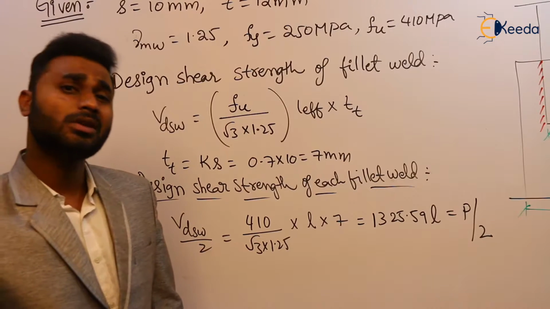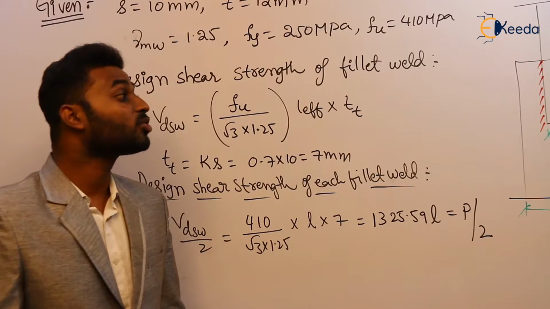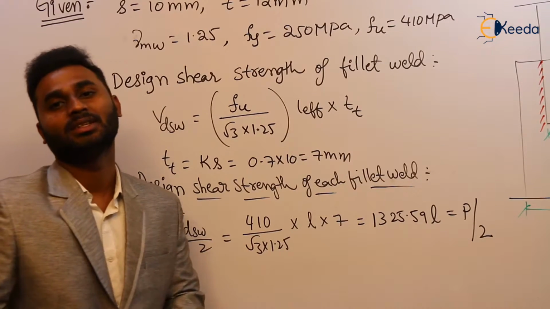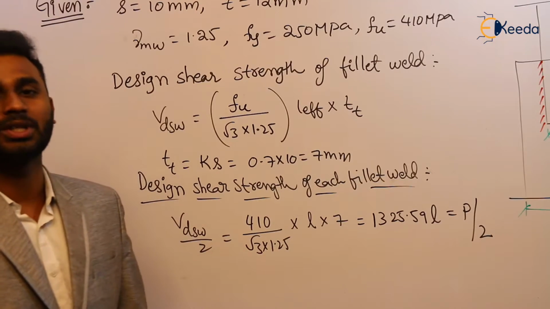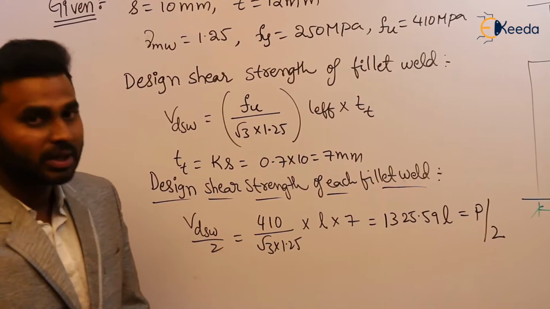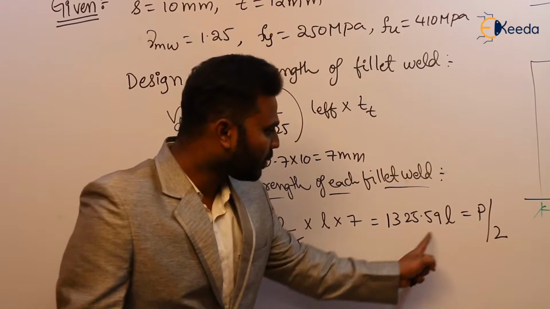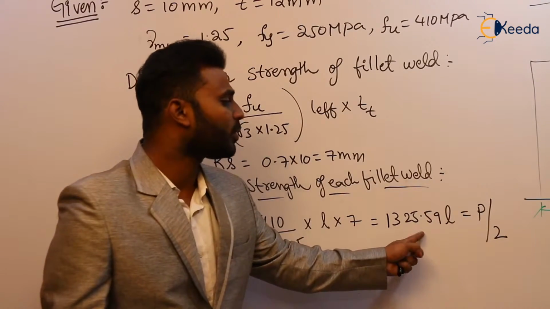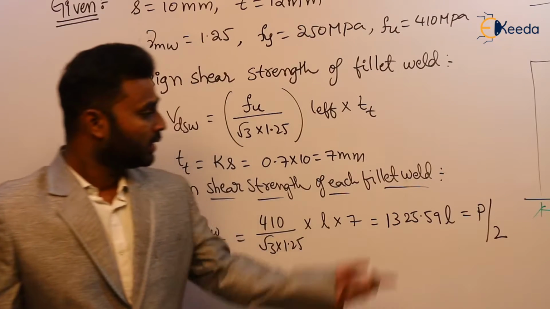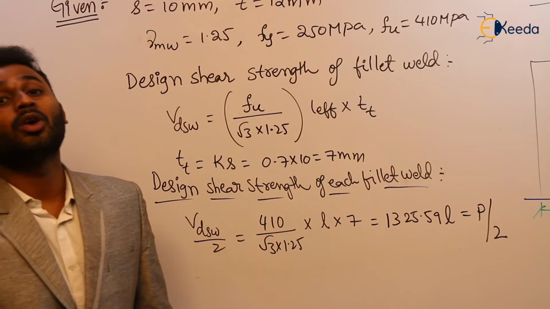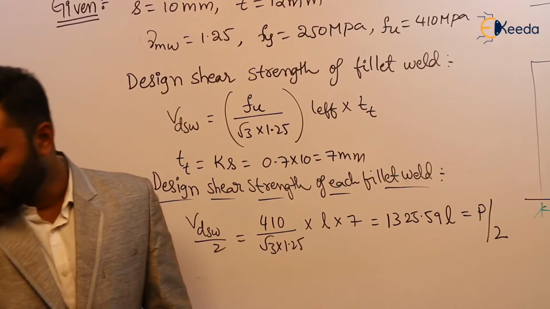But here P is also unknown. Then the question is how to find that P. That is the main part in this question. So how to find that P? If you know P, then this P upon this 1325.59, we are going to get L. But here P is unknown. How to find P? Think, everyone.